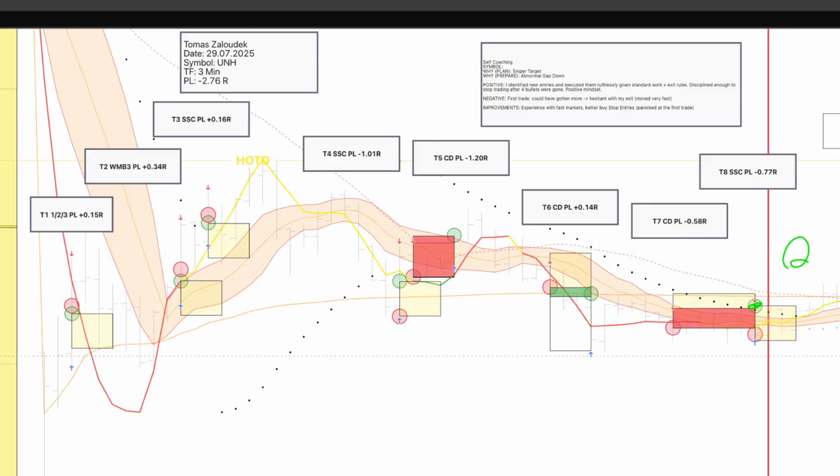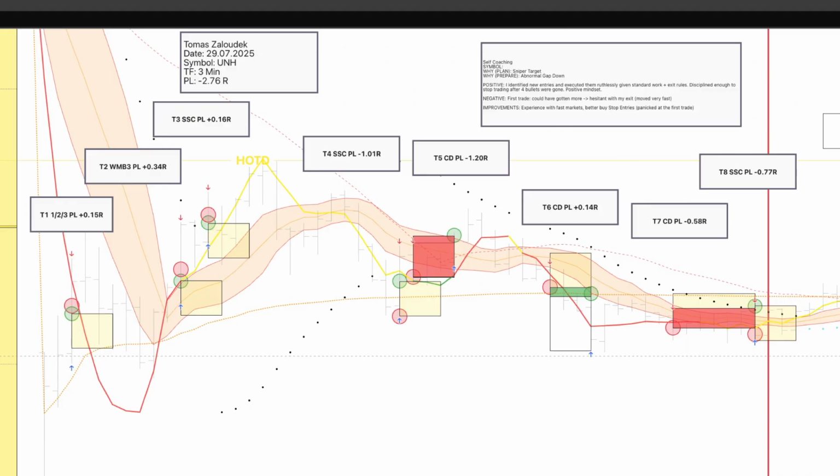So overall, if I look back at my self-coaching, I identified new entries and executed them ruthlessly given the standard work and exit rules. This was the 1, 2, 3, the WMB3, and all the things. This is SSE. It should be a Kata too short. I see that as a mistake. My bad, excuse that.